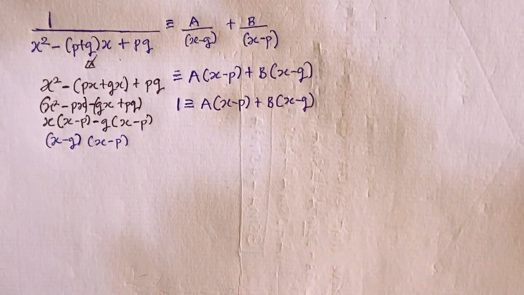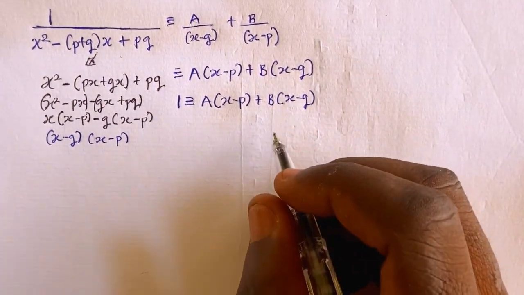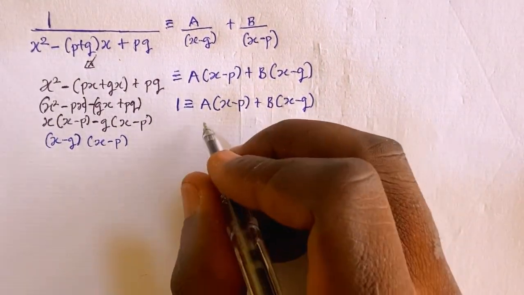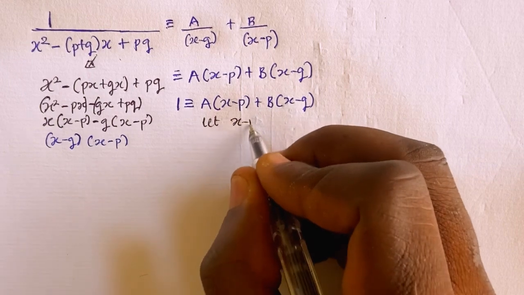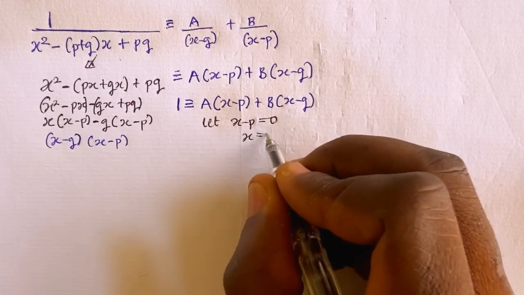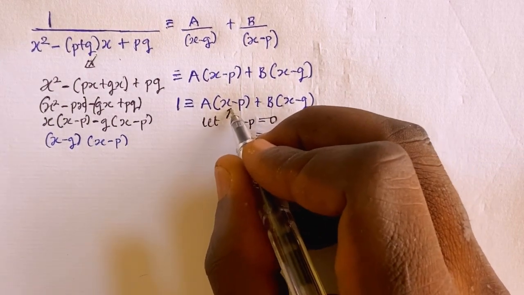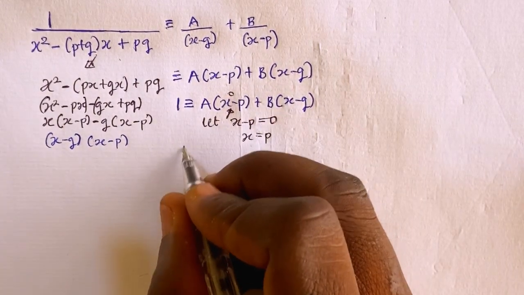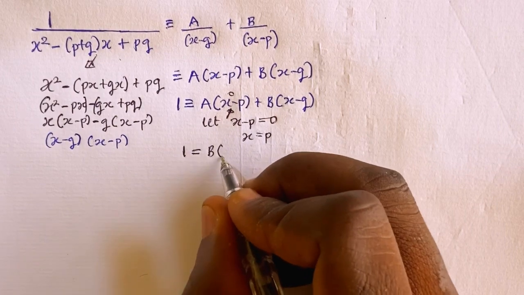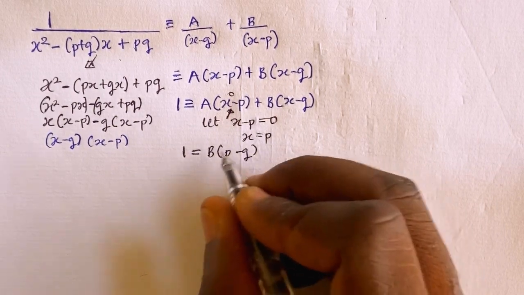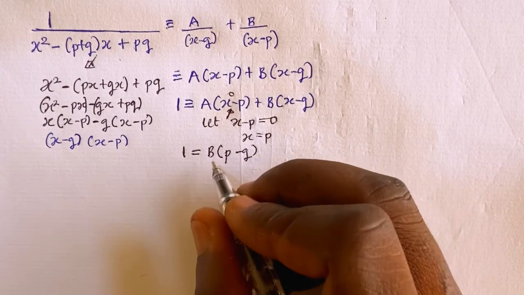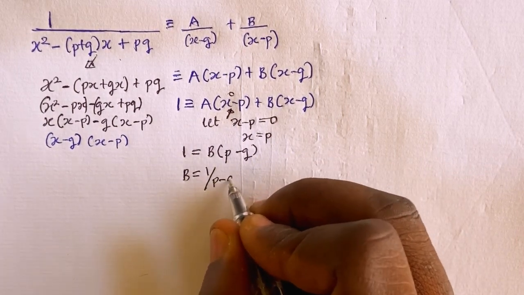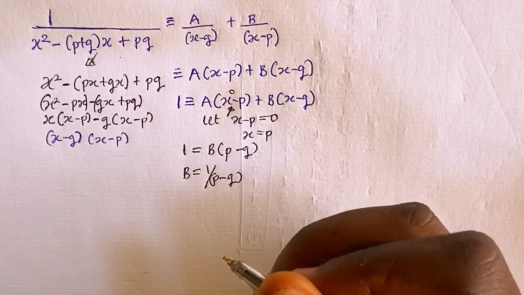Right? So let me just go ahead and solve this here. I can just use the trial and error method. Let x minus p equal 0, then x equals p. If I plug in p here, everything with a will be equal to 0. Then I'll have 1 equals b into bracket p minus q. Making b the subject of the formula, I'm going to have b equals 1 over p minus q. Right? So 1 divided by p minus q.